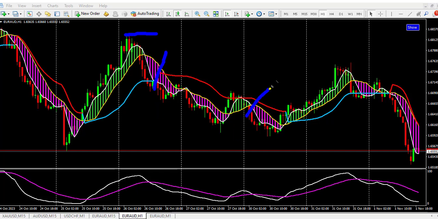Another opportunity to enter for sell, and here is a buy signal generated here, confirmation. Then go on with your trade. Sell signal generated here, confirmation here. So this is how to use this indicator.